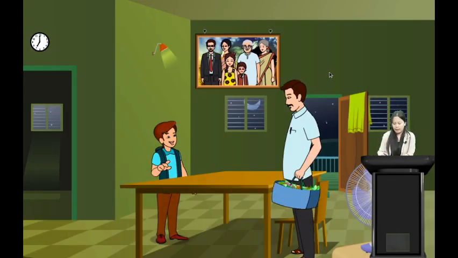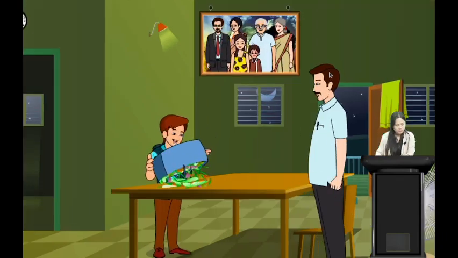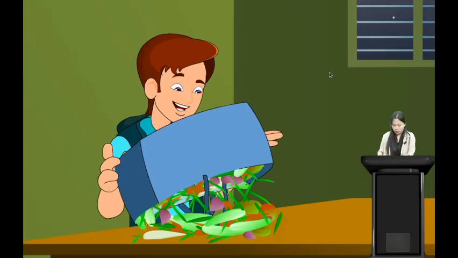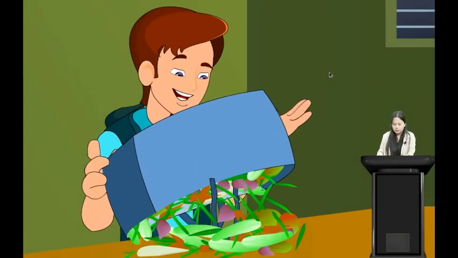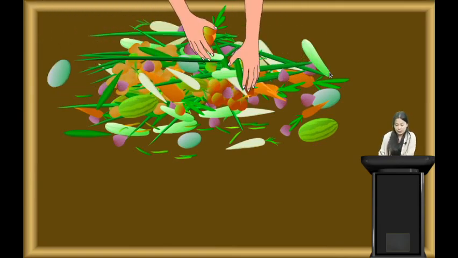Students, in our previous classes, we have been discussing mixtures. Yes, so let us see. In today's class, here we see a father coming back from the market with a bag of vegetables. The boy opened the bag and put it on the table. So here we have different varieties of vegetables that we can see.